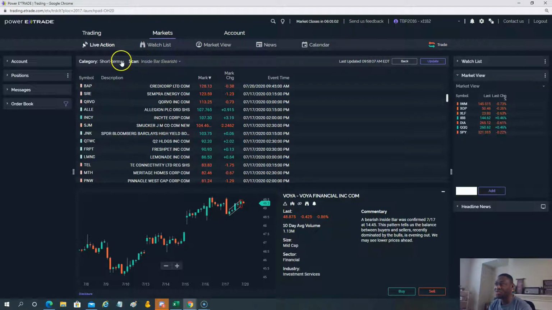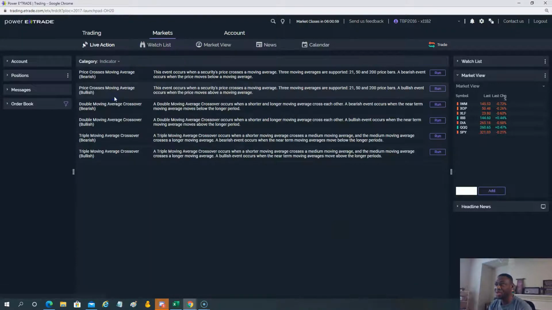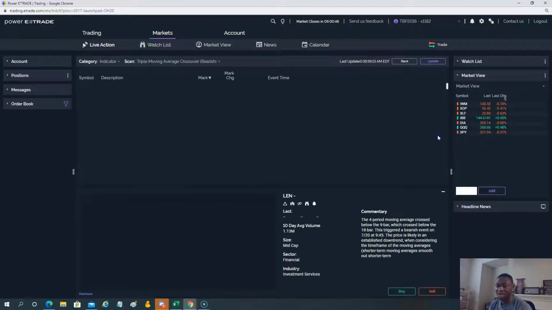So for us, we want to go to maybe indicators, technical indicators. What do they have? Price crosses moving average, price crossing moving average. Fantastic. Okay, guys, in terms of indicators, a triple moving average crossover occurs when a shorter. Okay, let's take that.